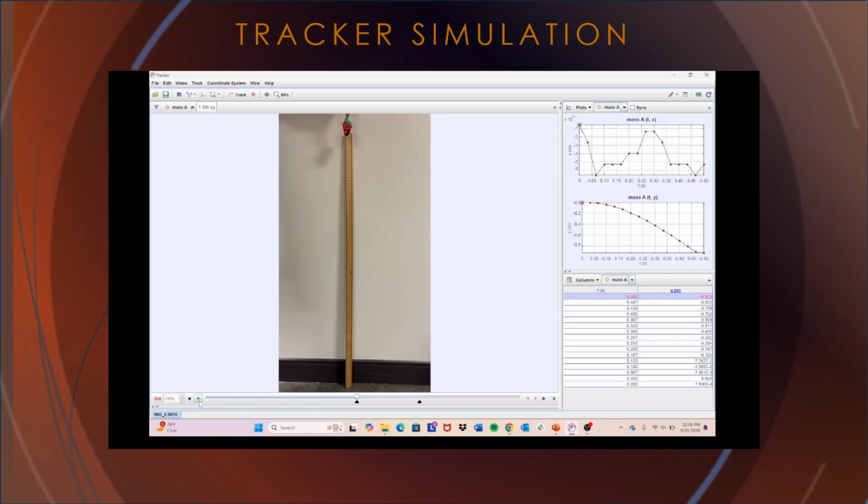So now we have our Tracker simulation. As you can see, I dropped a little strawberry and tracked its motion and got its position to be able to do the following calculations for our computational data.